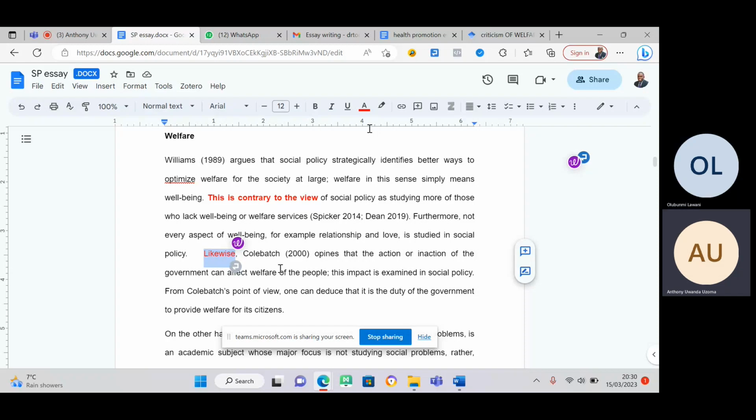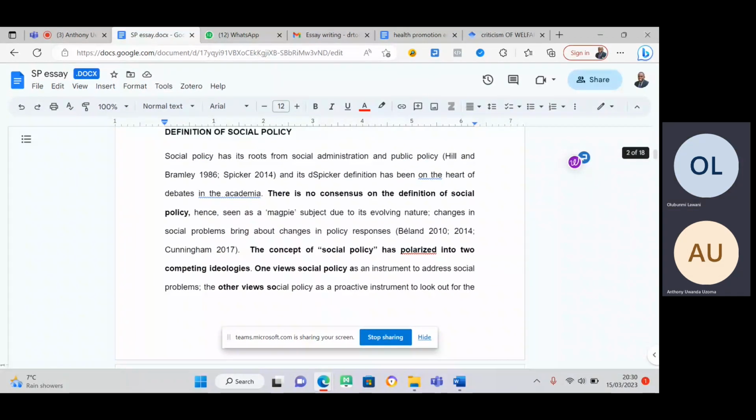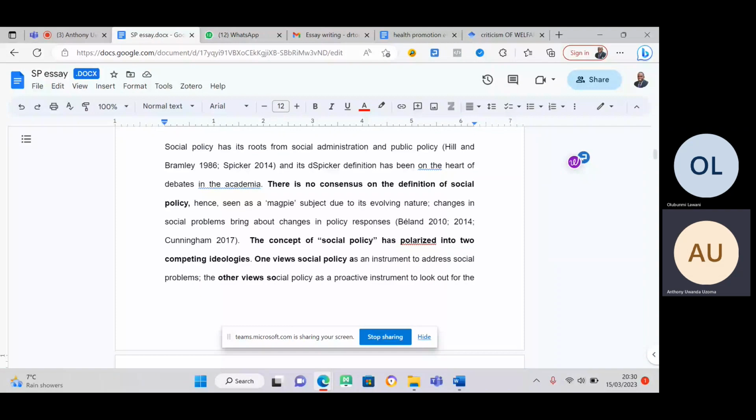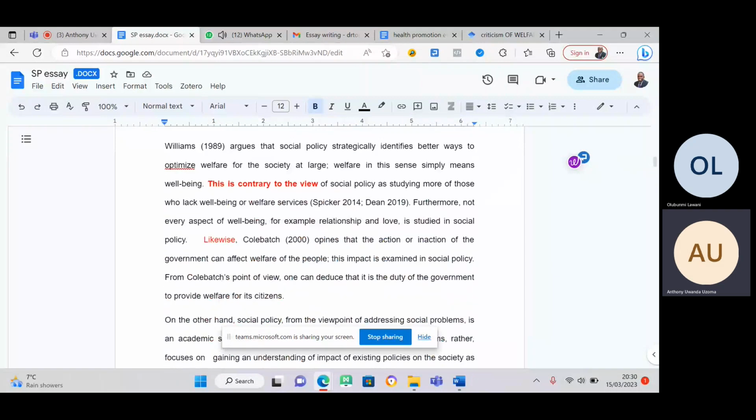So can you see that each of my paragraphs has an element of critical writing in it, either in terms of definition or in terms of competing ideas. Those are the keywords. So that is the example of critical writing.